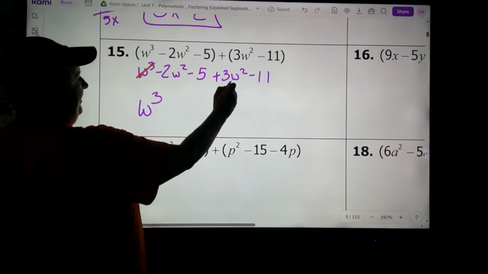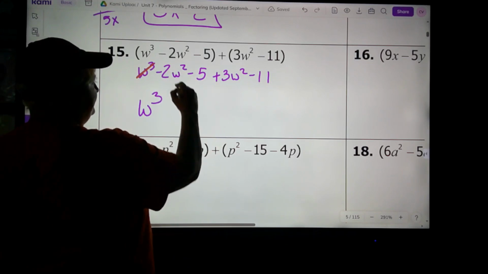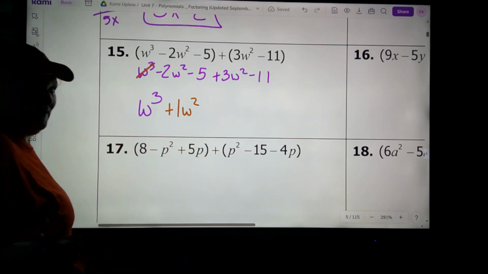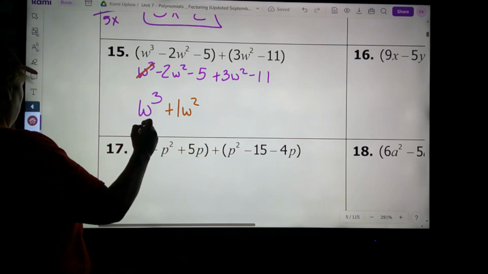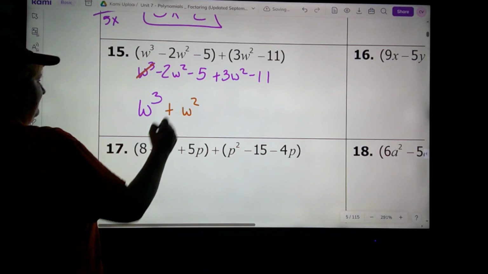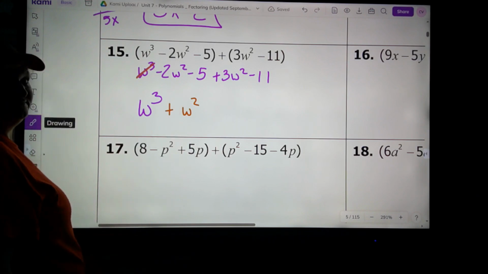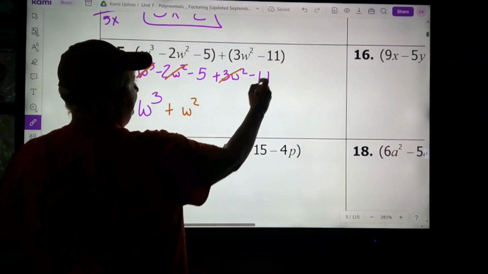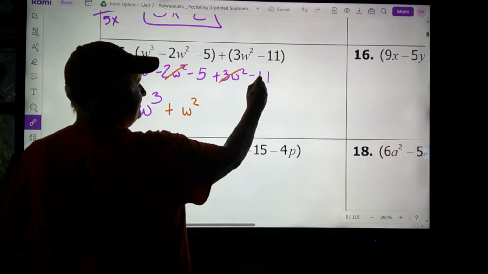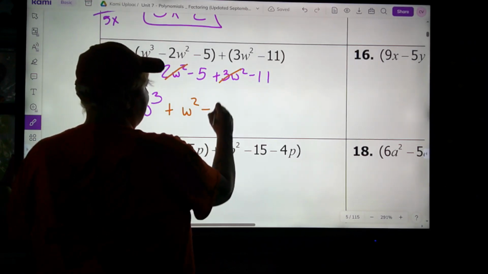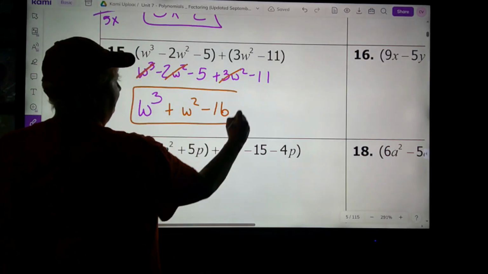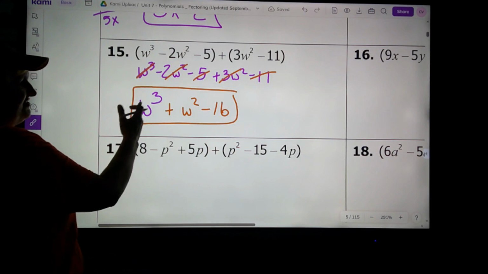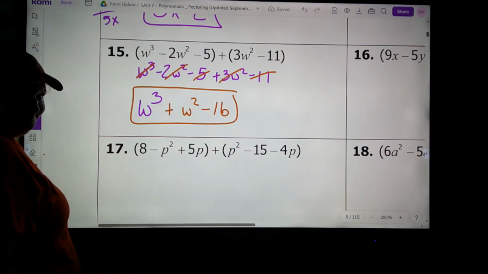And then squared, we have 3w squared minus 2w squared, so we're left with a positive 1w squared. Do you have to write the 1? No, you do not. The 1 can be invisible. Completely up to you. Negative 5 minus 11, negative 5 plus a negative 11 is negative 16. Highest exponent to no exponent.